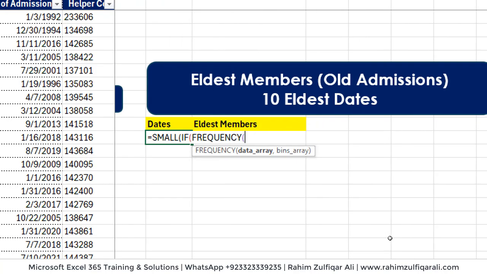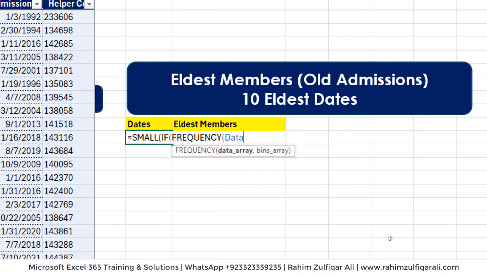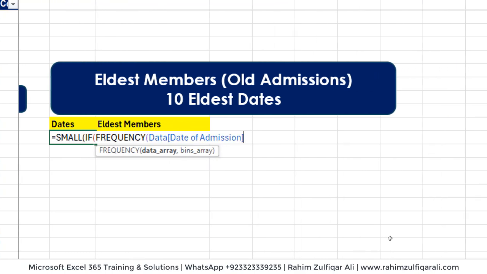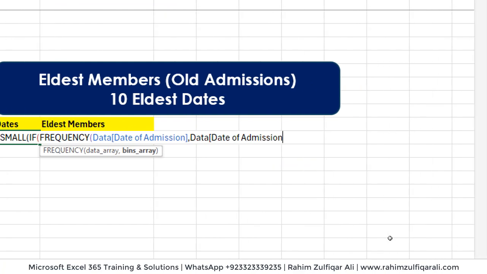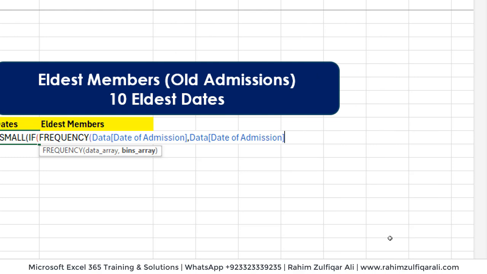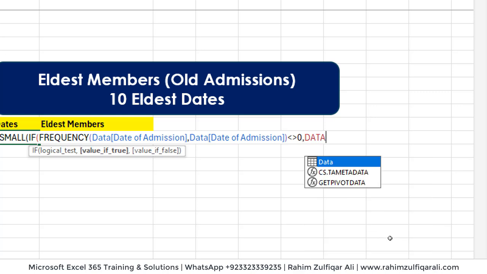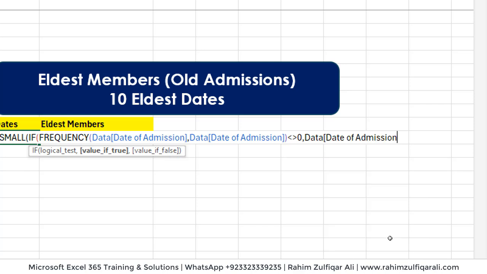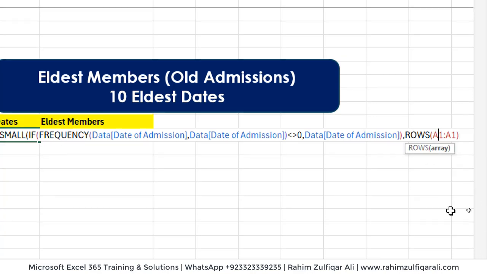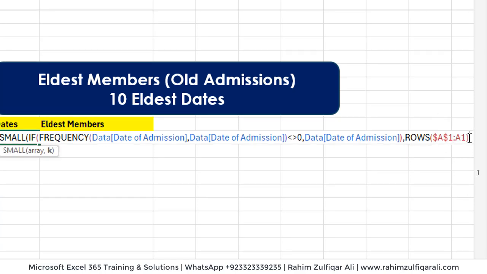So we will be using SMALL, IF, FREQUENCY, and we will add here from the data table date of admission, comma, again from the data table date of admission. Bracket close, not equals to 0, comma, again value if true, data table date of admission, bracket close, comma, then ROWS logic, rows from A1 to A1. Make sure that you keep the first cell absolute by pressing F4, and then close the bracket at the end.